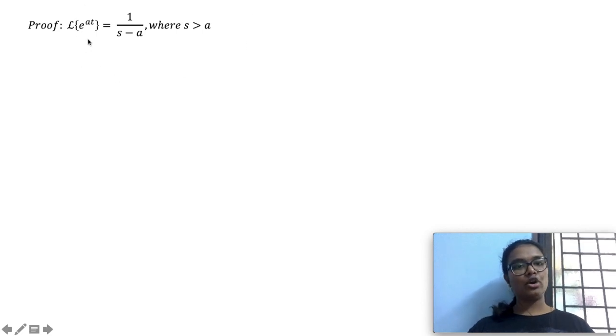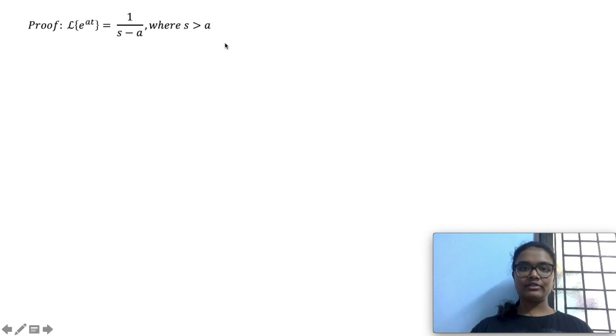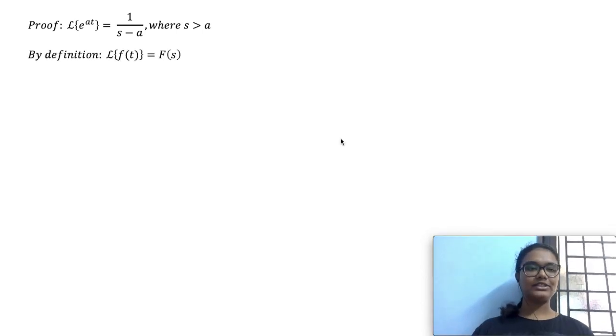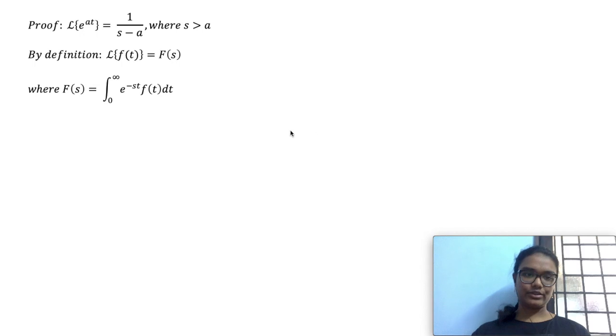The Laplace transform of e^(at) equals 1 by s minus a, where s is greater than a. If you're already comfortable with the proof, you can forward to the part where we get to the solution, or I'm just going to dive into the proof. By definition, the Laplace transform of f(t) equals F(s). It is a transformation which is the integral taken between the limits 0 and infinity of e^(-st) times f(t) dt. Here f(t) is e^(at).